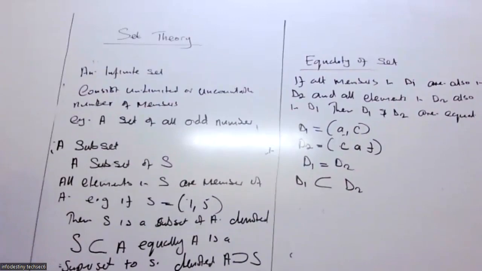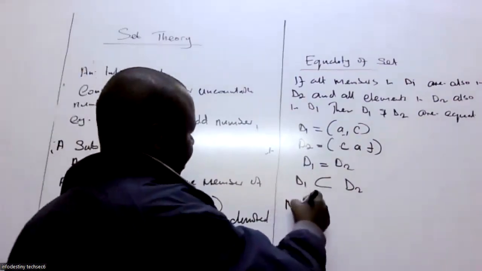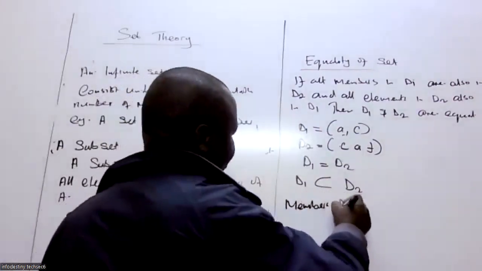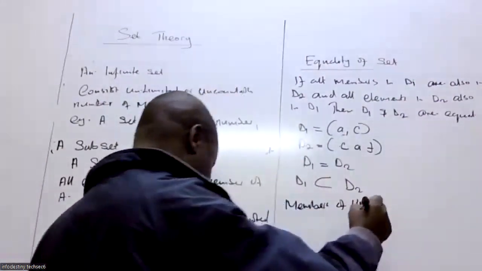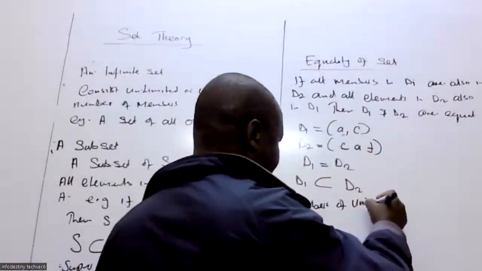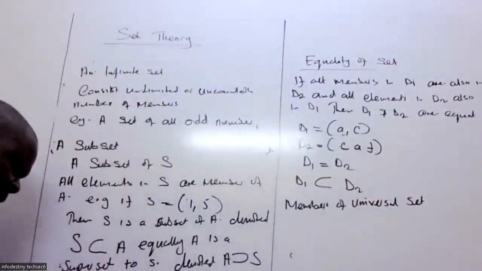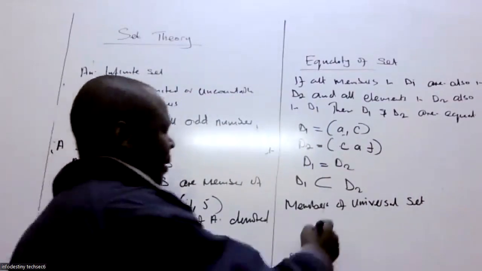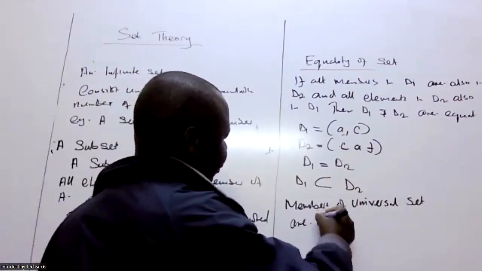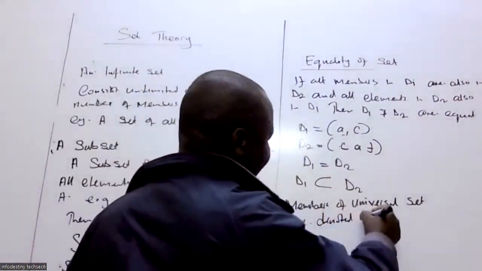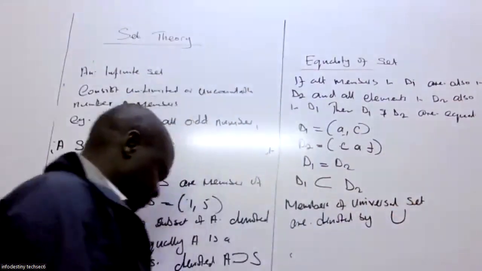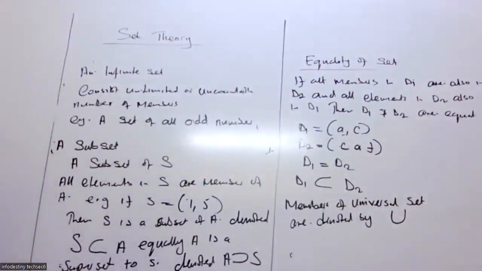Now let's continue. We look at the next one, which is known as the members of the universal set. Members of the universal set are denoted by this symbol. When we talk about the universal set, we are going to use that particular sign.